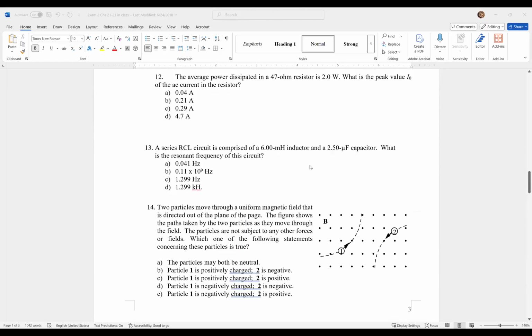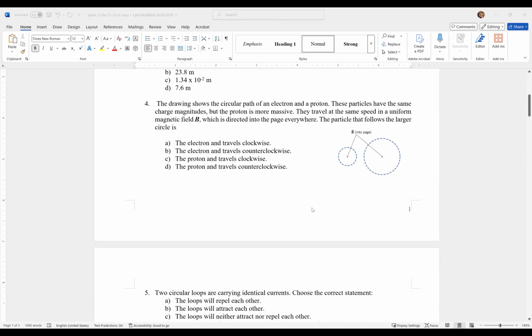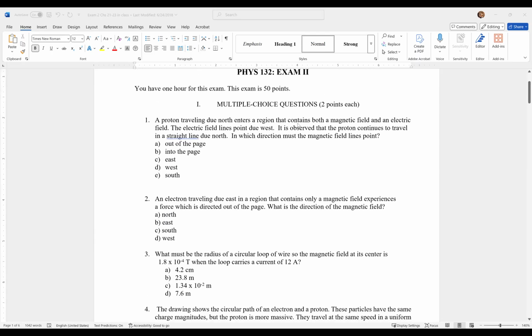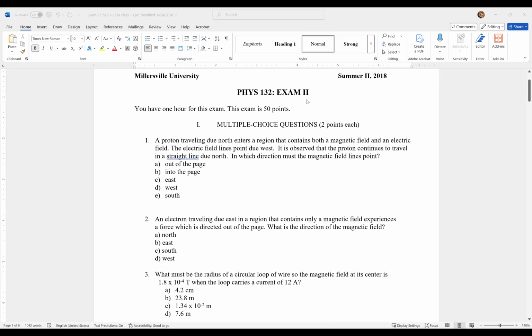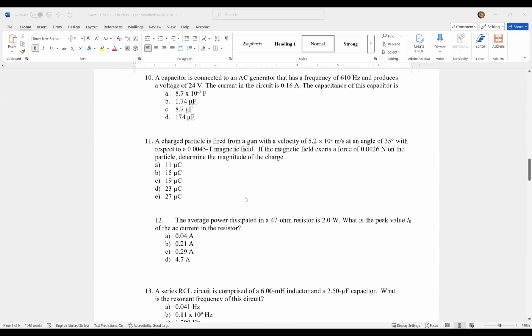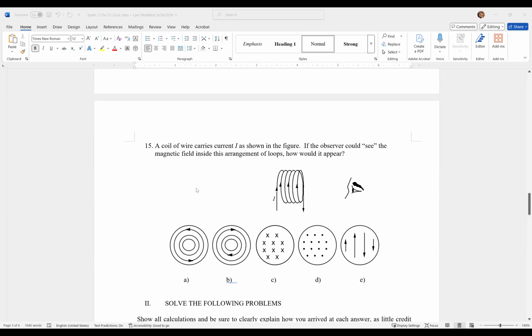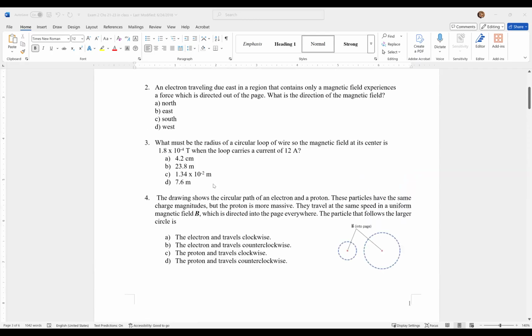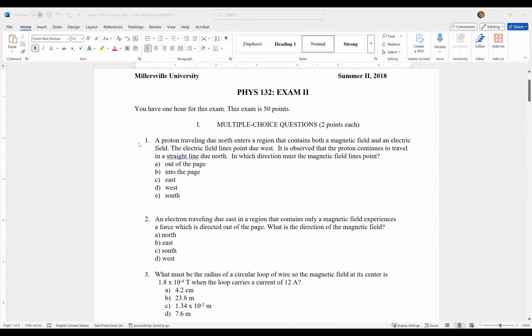Okay, I'm going to show you how the exam looks like. We will have multiple choice. The total exam is 50 points, and we have about 20 multiple choice problems. This one here has 15, but for our first exam, we have about 20. So you can take a look at my multiple choice problems.